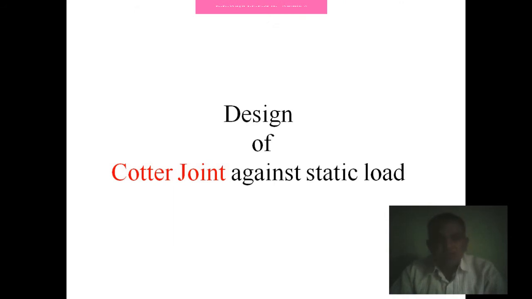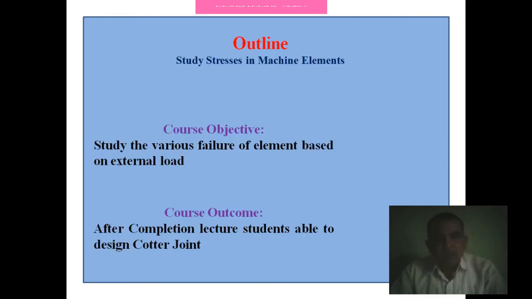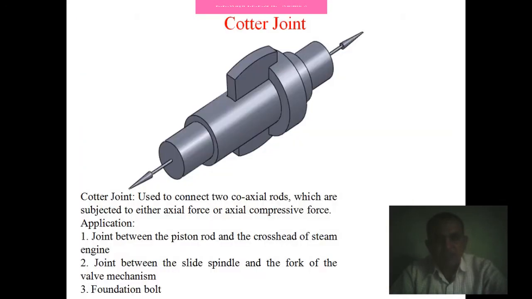In today's lecture we are going to discuss the design of cotter joints against static load conditions. During this lecture we will find out the various failures in the different elements of the cotter joints. The objective of today's lecture is to study the various failures present in cotter joints based on the external loads. After completing this lecture, students will be able to design cotter joints for various applications. What is a cotter joint?